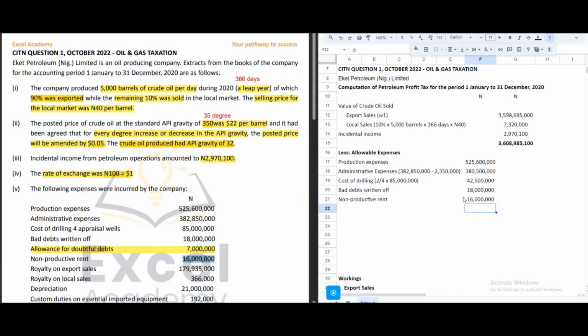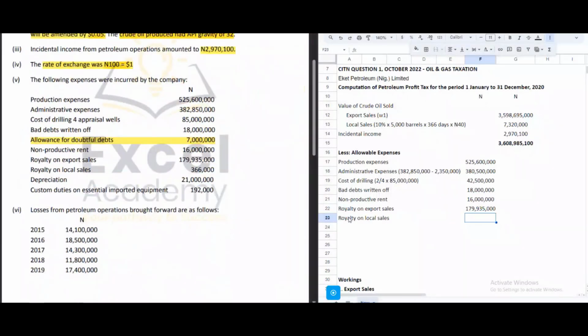After that, we have royalty on export sales. Royalty on export sales, this is allowed. The amount is 179,935,000. We also have royalty on local sales, so this is also allowed. So this is 366,000. After that, we have depreciation. So depreciation is not allowed. Then after that, we have custom duties. So here, custom duties is allowed.